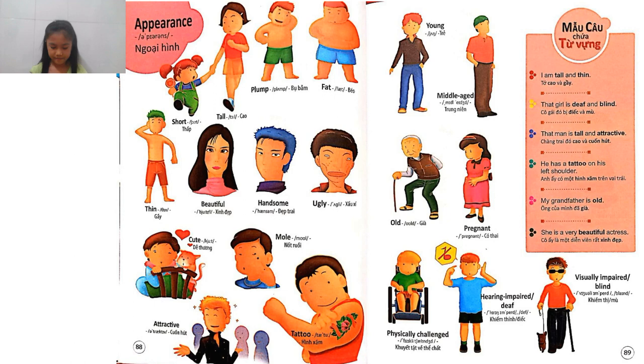Next is attractive. It's used to describe somebody who can make others look at them, who can make others feel that they are pretty cool. Those people that can attract people are called attractive.